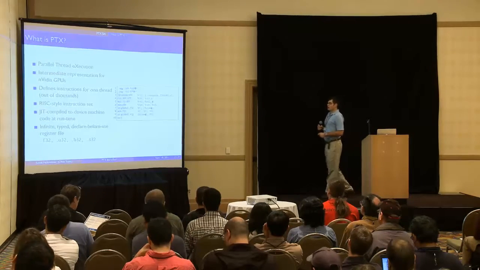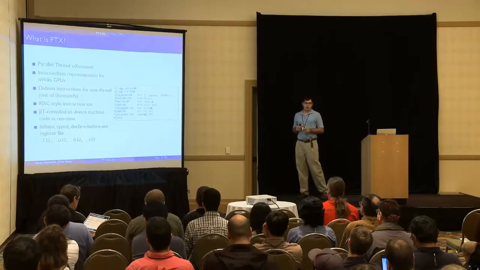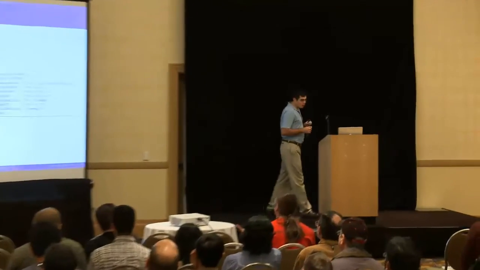So if we look at a piece of PTX code, what we're looking at is what a single thread of execution does. Now, on the GPU device, there will be potentially thousands of these threads actually executing, so we're looking at what one of these threads does. The PTX ISA itself is a RISC-style instruction set. So you can see that you have your standard loads, stores, multiplies, adds, operating on some register file.